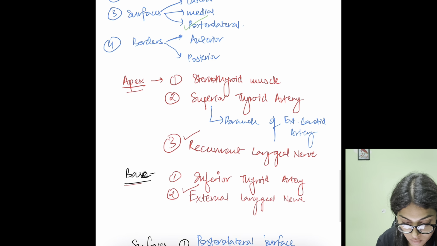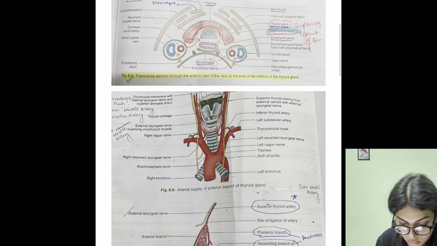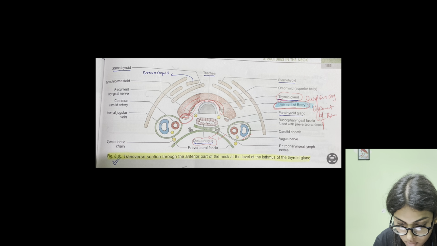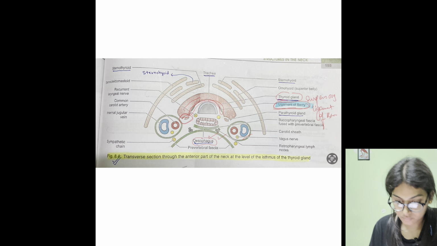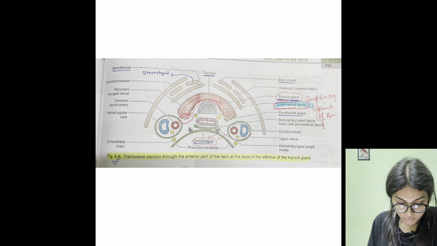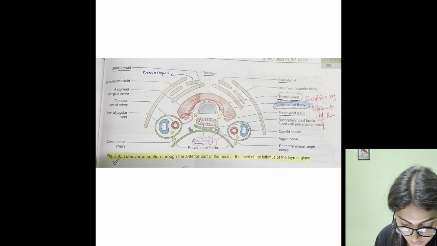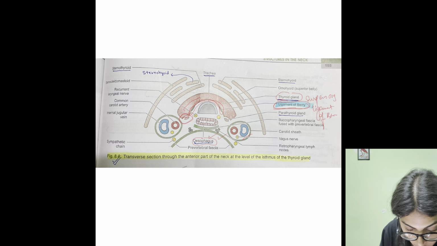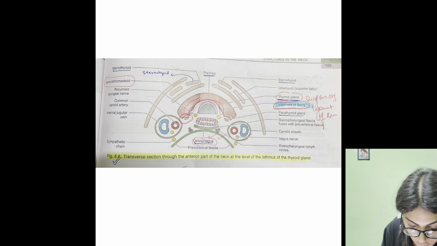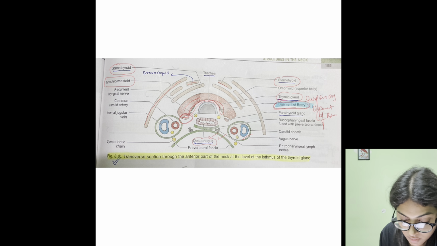Sternocleidomastoid. So in this diagram, we can see the lateral attachment of the thyroid gland. This is our sternocleidomastoid muscle, and this is our sternothyroid, and this is our sternohyoid muscle. On both the sides, these are the attachments.